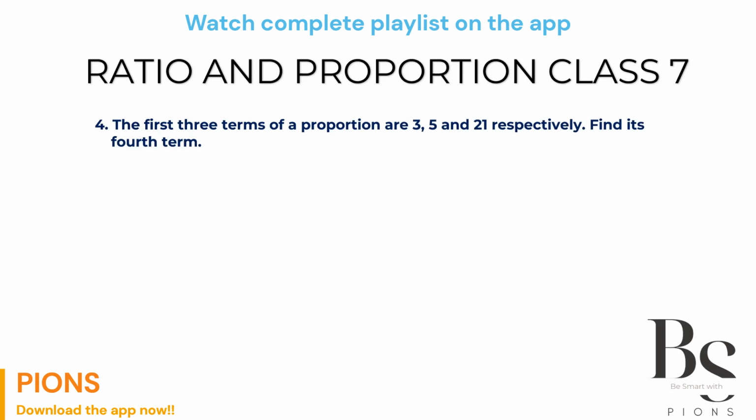So question number 4 says the first three terms of a proportion are 3, 5 and 21 respectively. Find its fourth term. So first we will write it in a similar fashion. 3 is to 5 and then that is in proportion to 21 is to x. 3 is to 5 is in proportion, so here I place the proportion term, that is in proportion with 21 is to x. What is x? Our fourth term, we don't know.